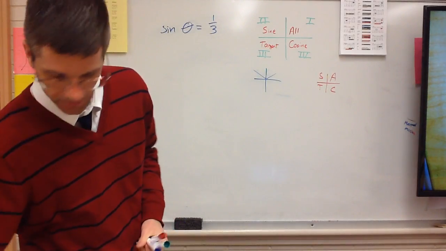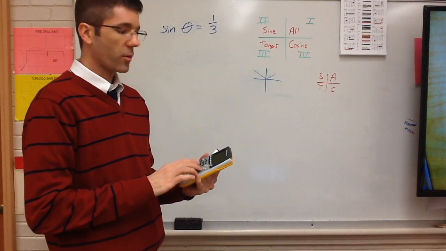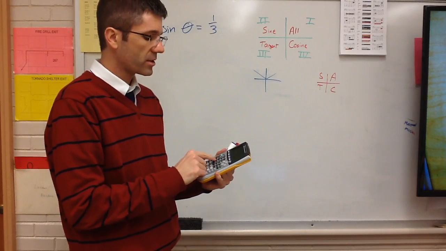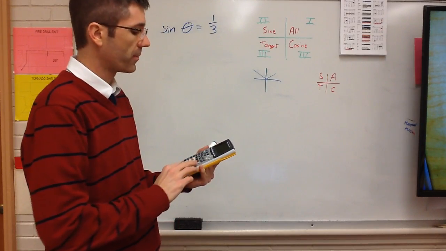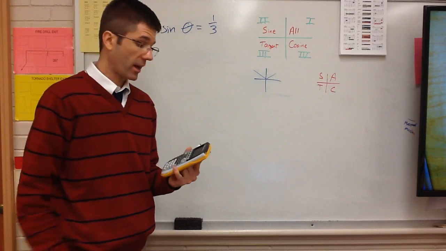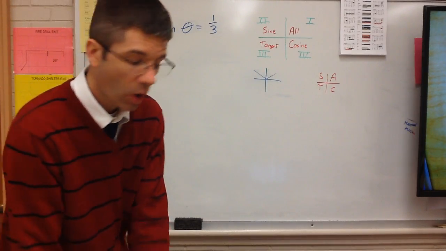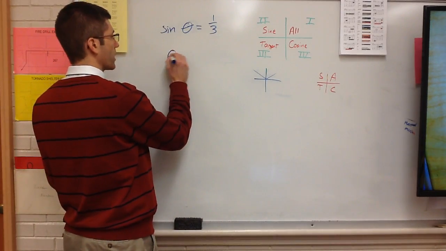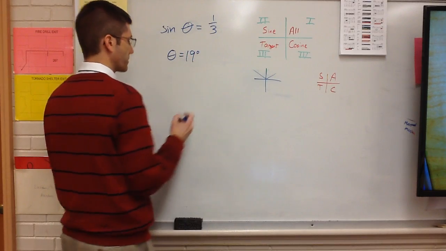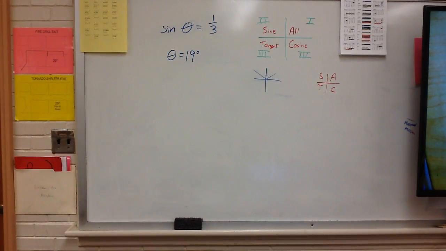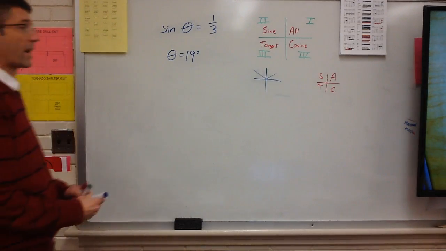So we grab a calculator. I'll show you what I'm typing, but you know what I'm typing. Inverse sine of 1/3, and I have a 19-degree angle. We have already found one of the two answers. So theta is 19 degrees. Knowing that theta is 19 degrees, that gives us an indication of how to find the other one.